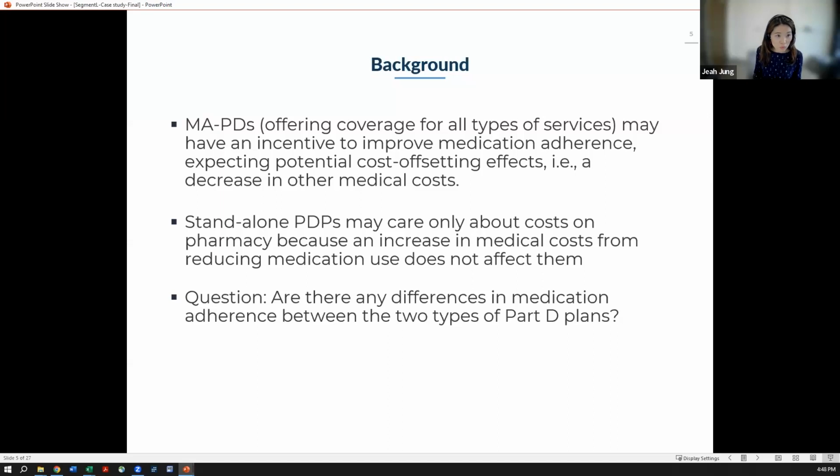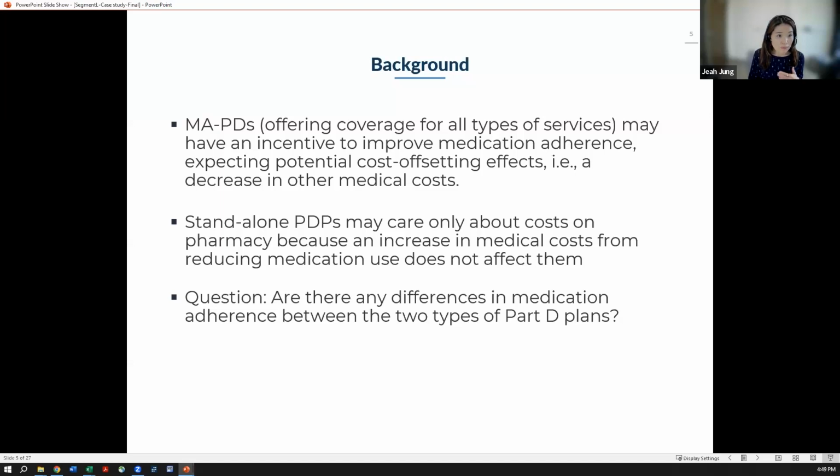What does that mean? You have Part D plans within the same business line and business umbrella. Even though you encourage your enrollees to use more medications, down the road you may save cost on the medical service side. So maybe I try to really encourage my enrollees to stick to their recommended treatment schedule on the Part D side. Standalone PDPs do not have this type of incentive.